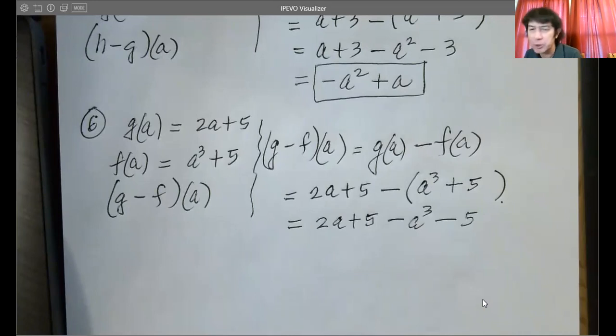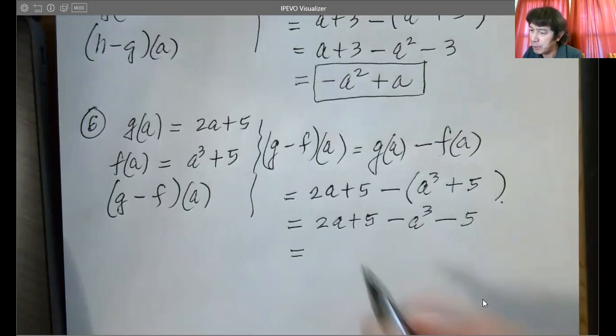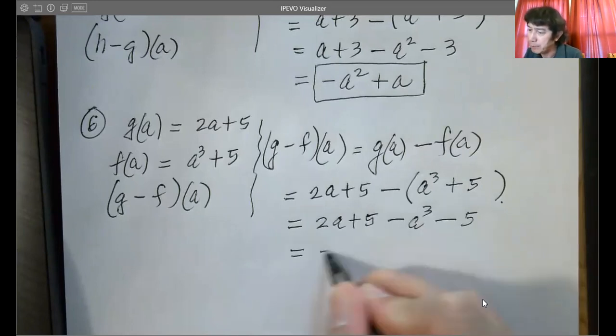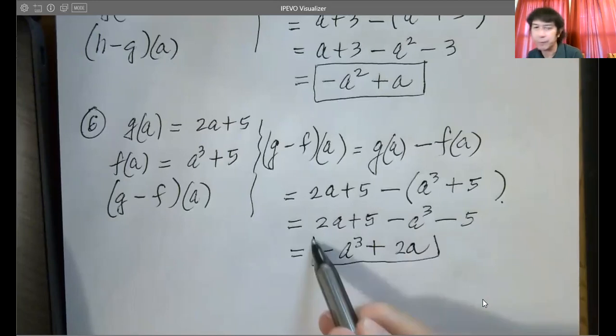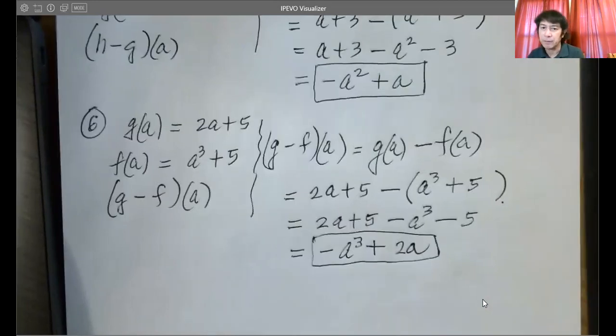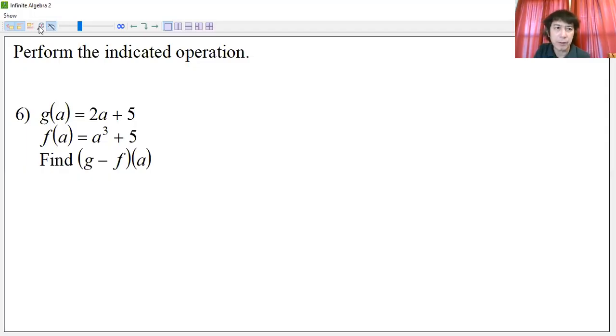So our final answer is supposed to be written starting with the highest degree. The highest is the cube, followed by the 2a. So this must be the required final answer: negative a cubed plus 2a. We can verify that in the other screen. Negative a cubed plus 2a. Check. There. Negative a cubed plus 2a.